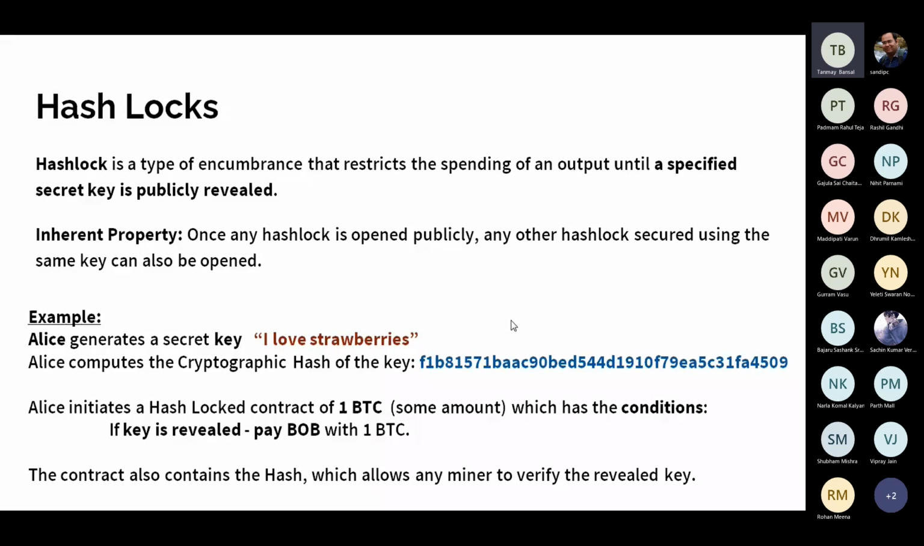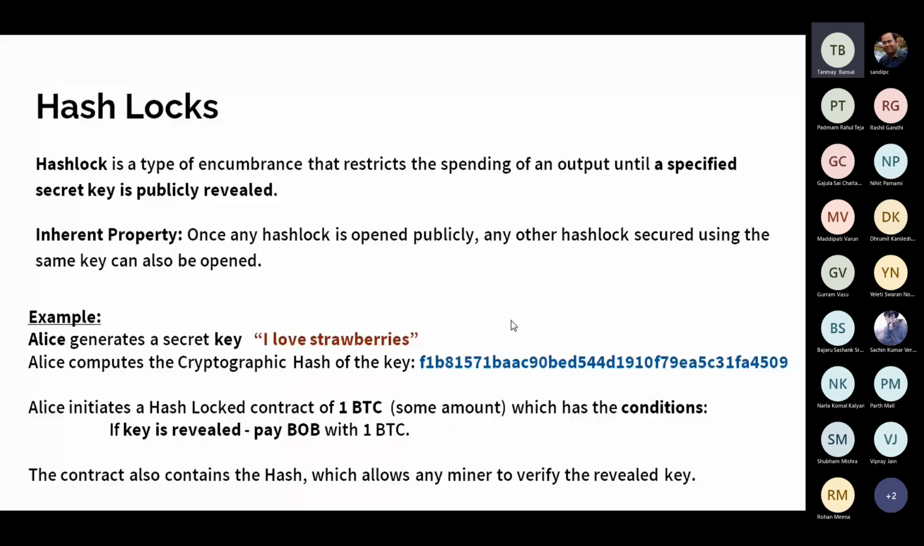So hash lock, as I was saying, is a type of encumbrance, meaning that it is locked for some time and then somebody claims it. It restricts the spending of an output until a specified secret key is publicly revealed. So the inherent property is that once any hash lock is opened publicly, any other hash lock secured using the same key can also be opened. So it is like the funds are locked using this hash of the pre-image, and that is what will be unlocked when the secret key is publicly revealed.